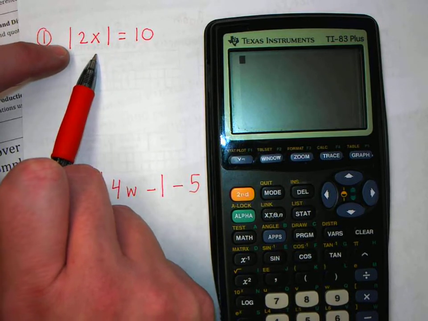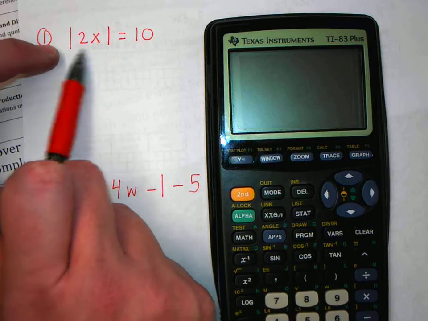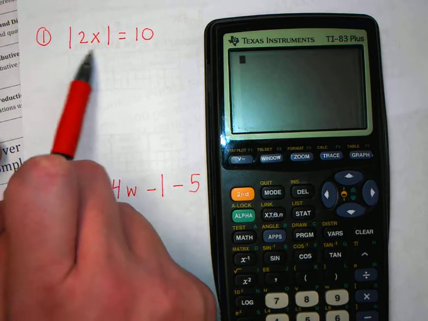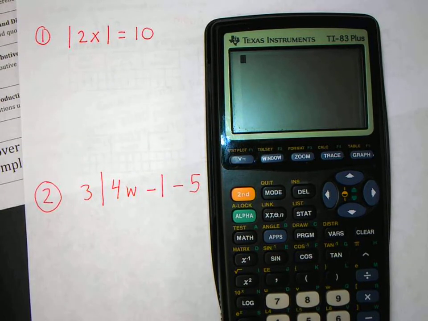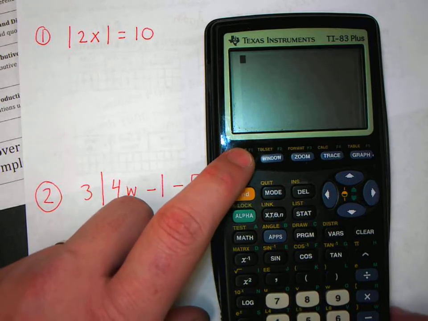But also when x is negative 5, 2 times negative 5 is negative 10, and then when you do the absolute value of negative 10, you still get 10. Okay, so absolute value, there's almost always 2 answers. Sometimes one doesn't work. So what you could do is you could go up here to y equals.